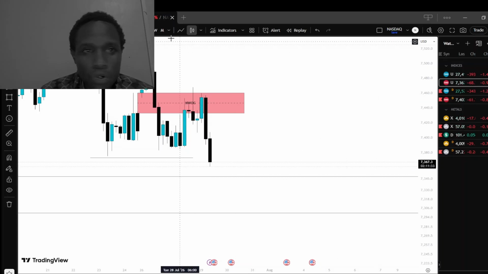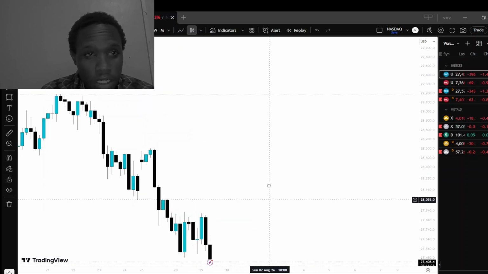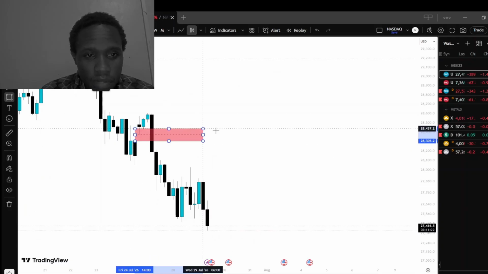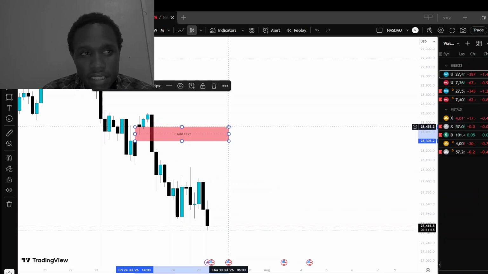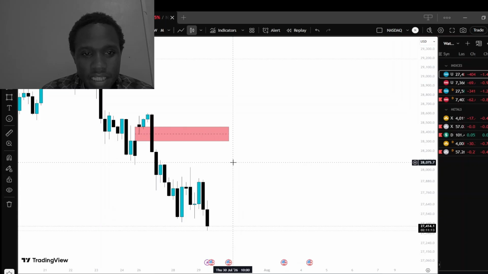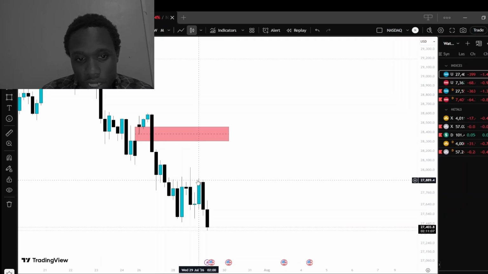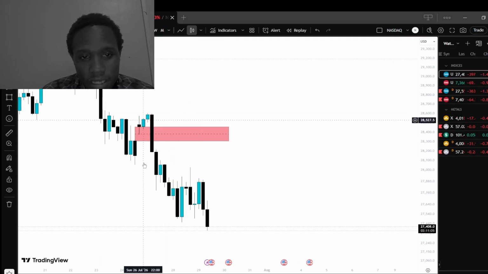Okay, so we had the same new week opening gap on Nasdaq, and you will notice that on Nasdaq we have not even revisited the new week opening gap. So that is actually a good sign. If you're trading correlated assets, for example US 100 and US 500, you want to see such a thing happening, especially if, in this case, we are looking for a displacement to the downside.